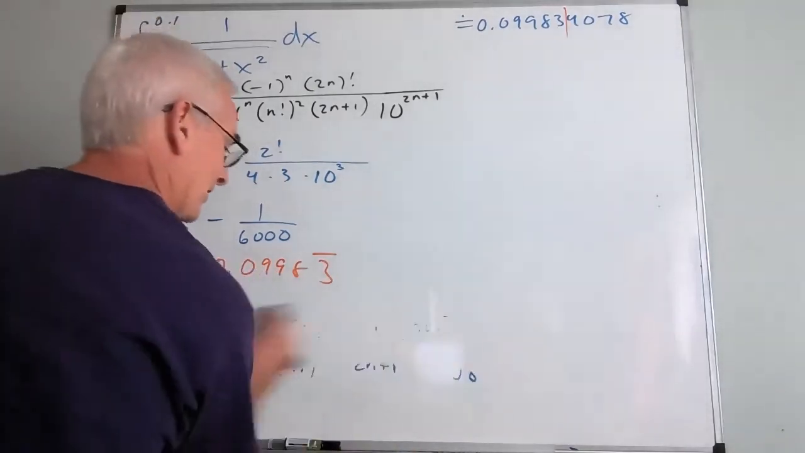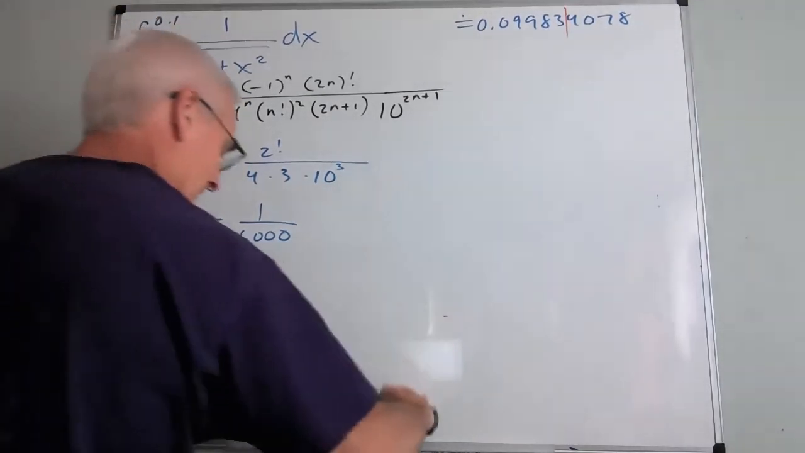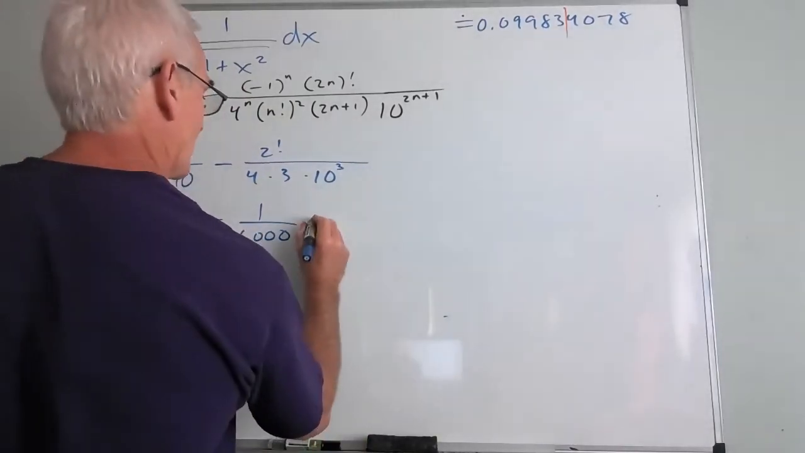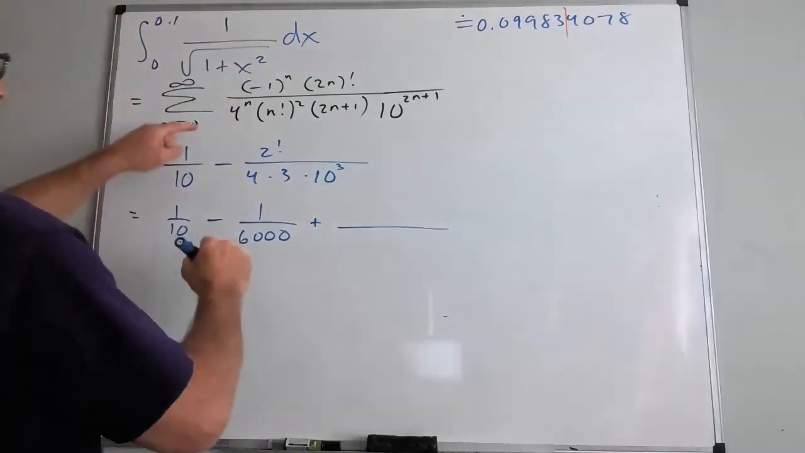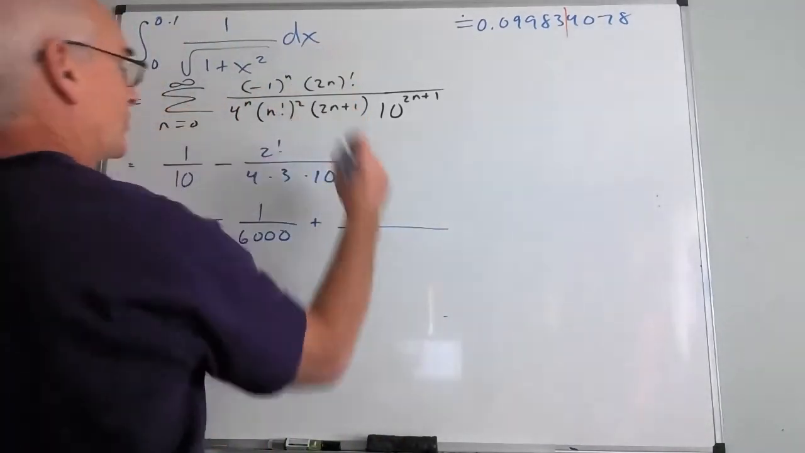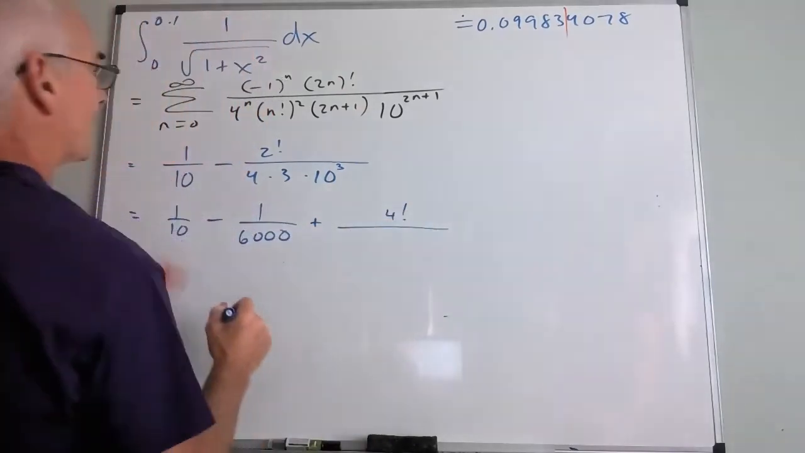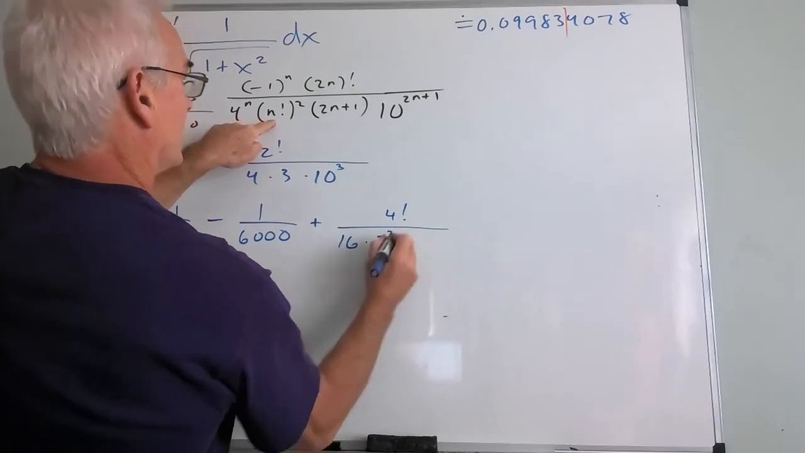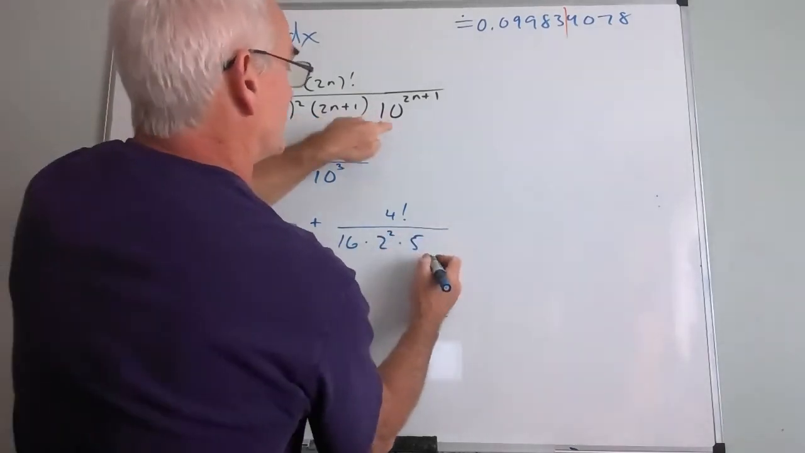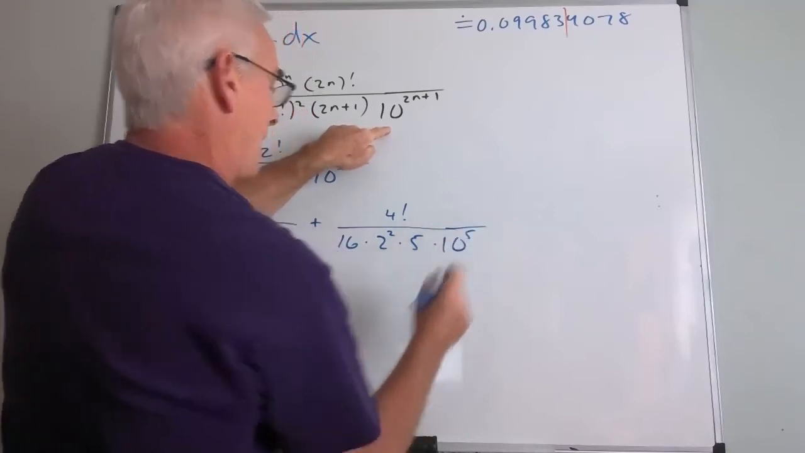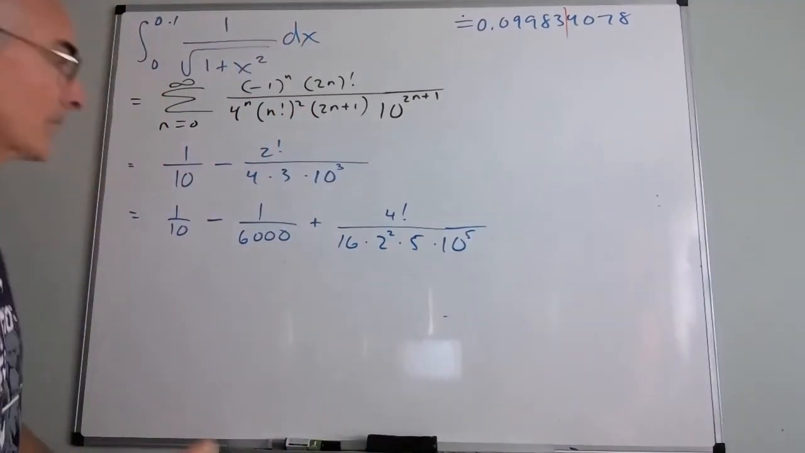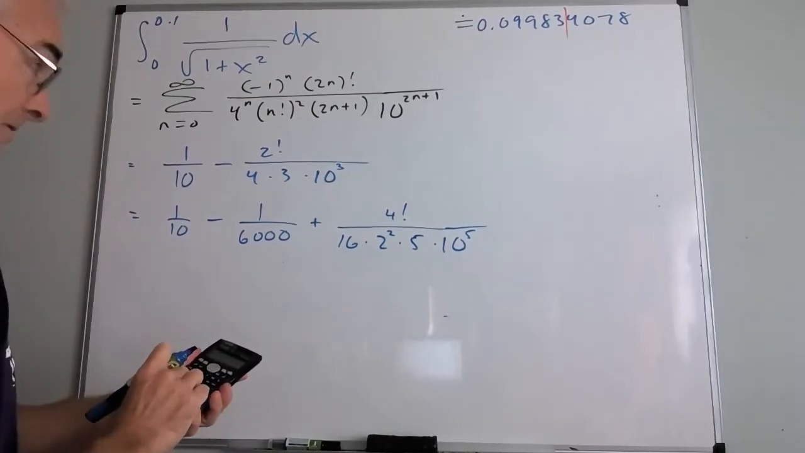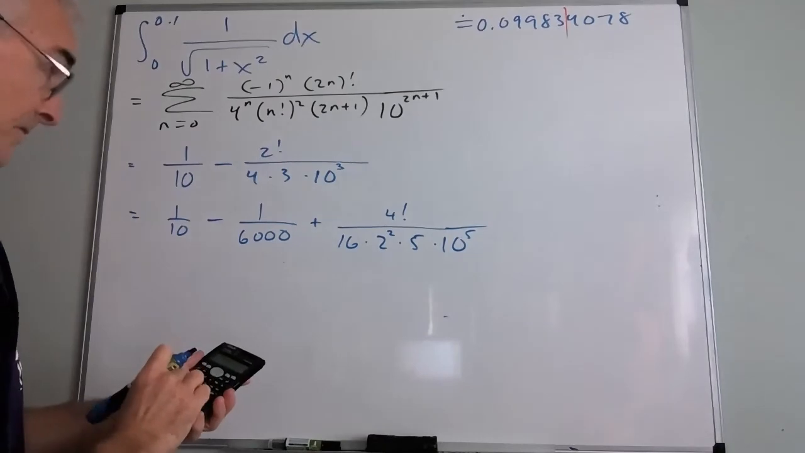So let's not stop there, shall we? Let's at least write one more term. So what's the next term going to be? Okay, n is 2, so I have a 4 factorial on top. N is 2, so that's 16. 2 factorial squared. N is 2, so that's a 5. N is 2, so that's 10 to the 5th power. Okay, so 16 times 4 times 5.